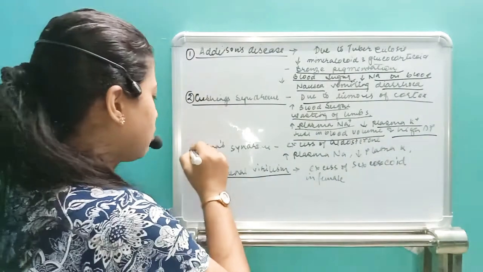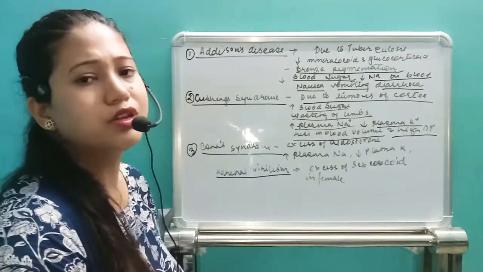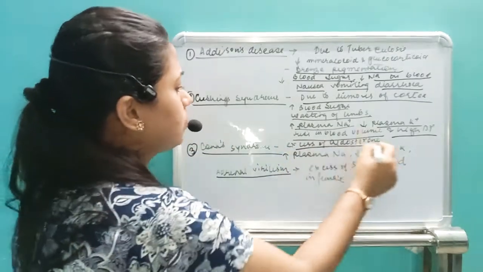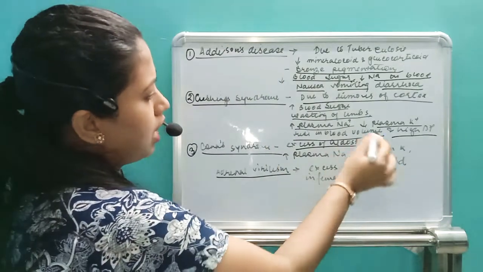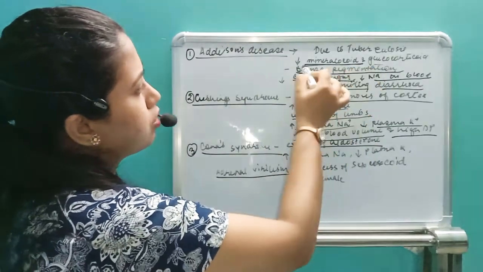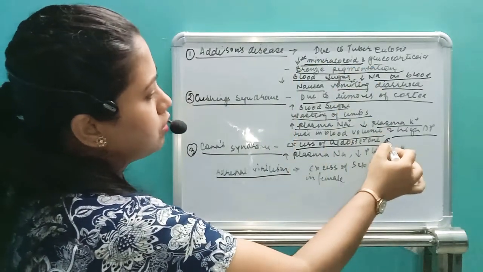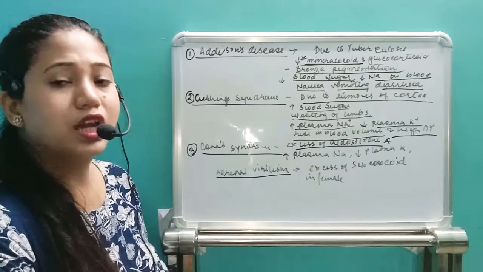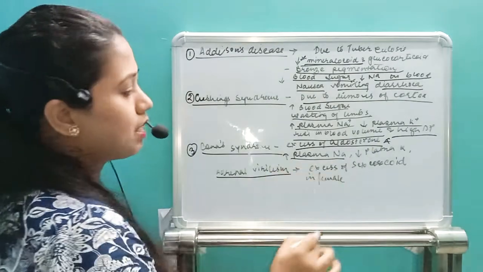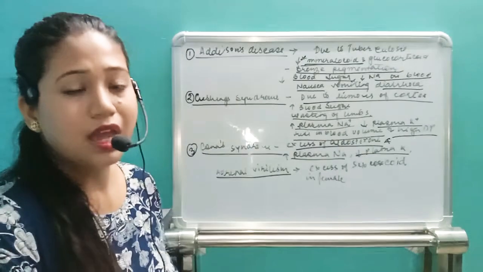The third disease is Cohn's disease. Cohn's disease will appear due to the excessive secretion of mineralocorticoid or aldosterone. I have told you the mineralocorticoid is the same as aldosterone, remember that. So it can cause a high level of sodium in the blood plasma and a low level of potassium in the plasma.